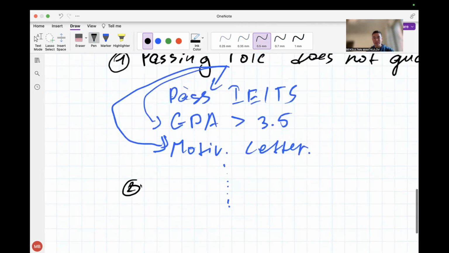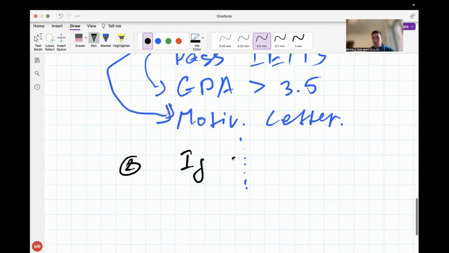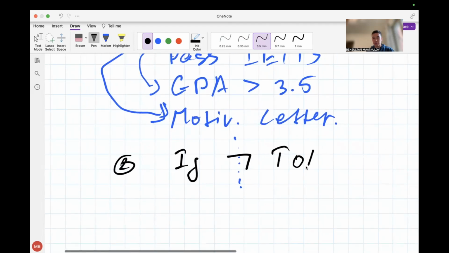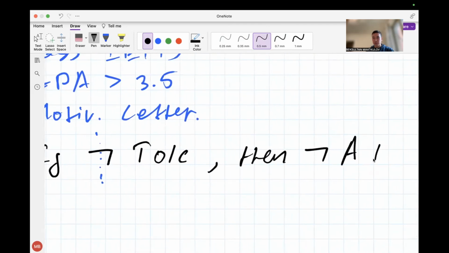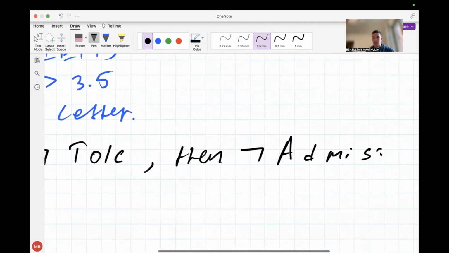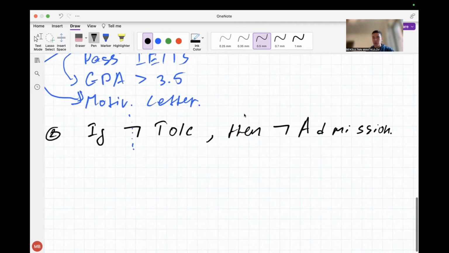Second point is that if you don't have TOLC, let me write "not" as this sign. If not TOLC, then not admission. So this is the second point. It says, if you don't pass TOLC, then you will not get admitted, because passing TOLC is a necessary condition for admission. Without passing TOLC, you cannot get admitted, right? If not TOLC, then not admission.